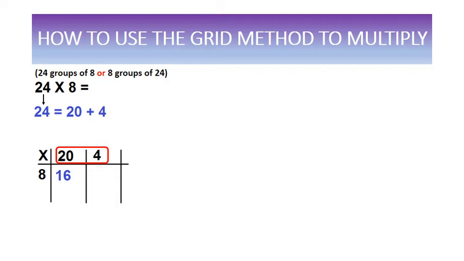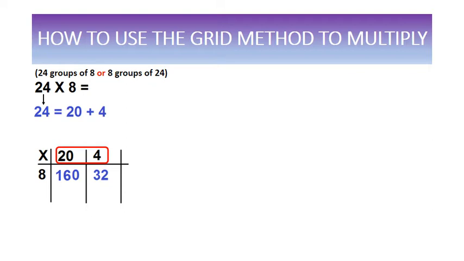So each of those digits is going to go one place to the left, and then I put my placeholder in. So the answer is 160. Now I'm going to do 4 times 8, which is 32. So I now have 2 answers to my 24 times 8.